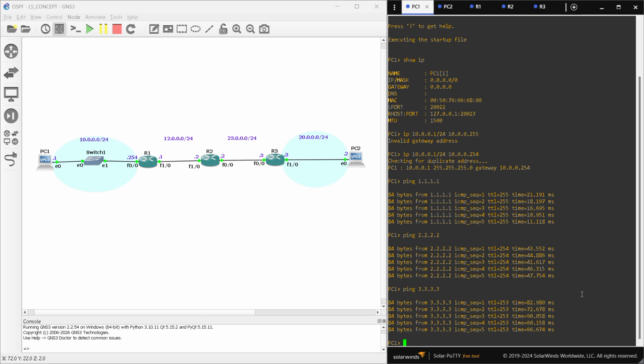So this is how we make loopback addresses participate in OSPF. So this was the way. I hope you enjoyed. See you in the next one.